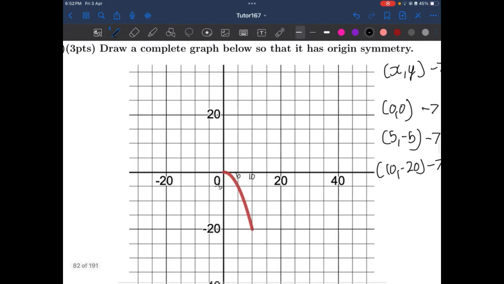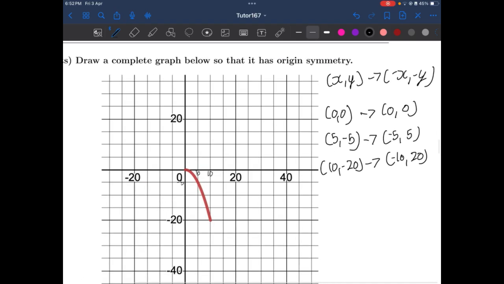Okay, so now let's write 5, 10, 15. Plotting 0, 0. And then negative 5, 5. Okay, I forgot to plot up here. So you have 5, 10, 15. You have negative 5, 5 right here, and then negative 10, 20 right here. So we just connect the lines.